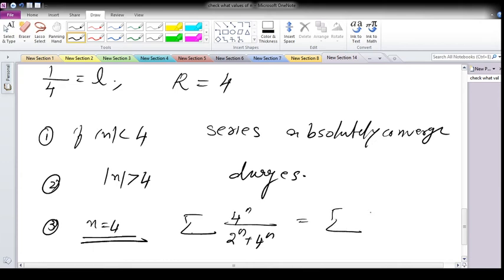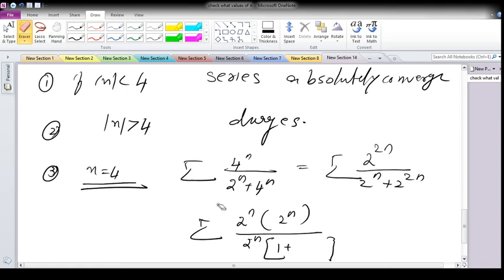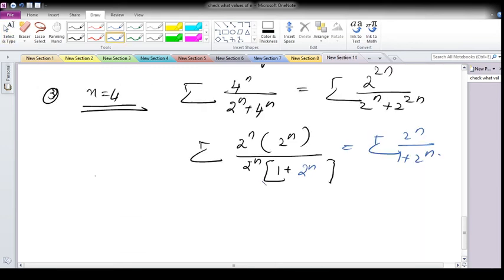So that is equal to summation 2 power 2n by 2 power n plus 2 power 2n. So you can take 2 power n outside, giving summation 2 power n by 1 plus 1 by 2 power n, that is equal to summation 2 power n by 1 plus 2 power n. So at x equal to 4, we get the series 2 power n by 1 plus 2 power n.